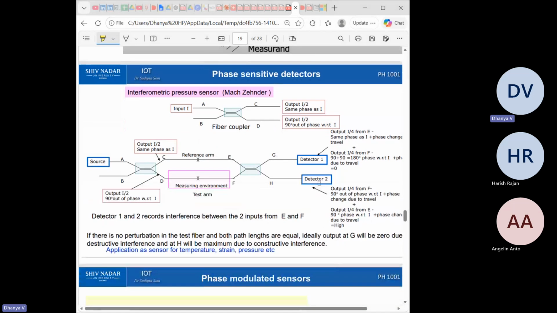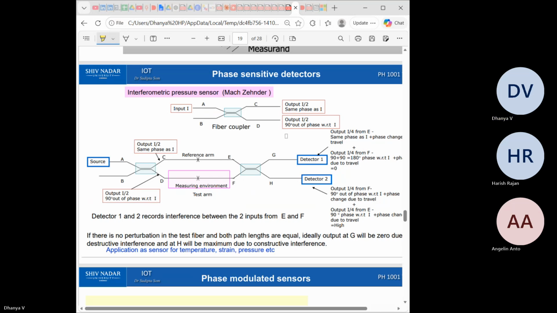And finally, your Mach-Zehnder. This is also a very probable 10 marker. So there's input A, B, C, and D. It could go through A, it could go through B. Your output will either be in the same phase as I. That is, if it goes from A to C, there is no phase difference. But from A to D, there's a 90-degree phase difference. Intensity will just get divided. If I start with I as intensity in A and B, it will be I by 2 in C and D. The phase only depends on which path you're taking.